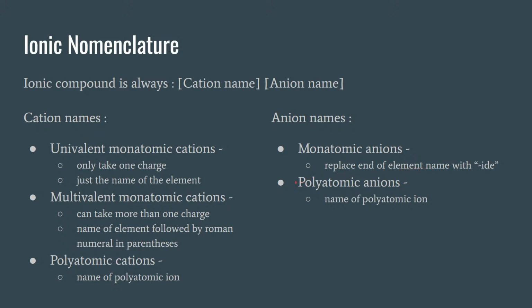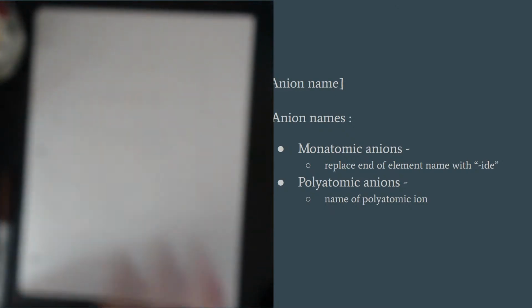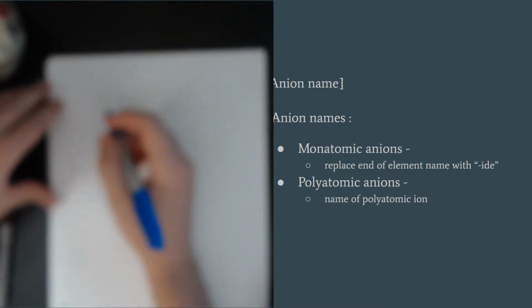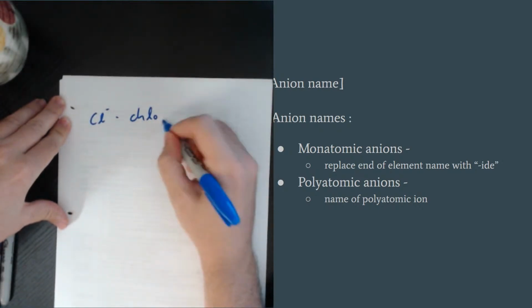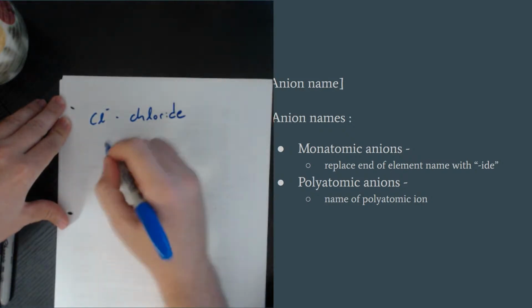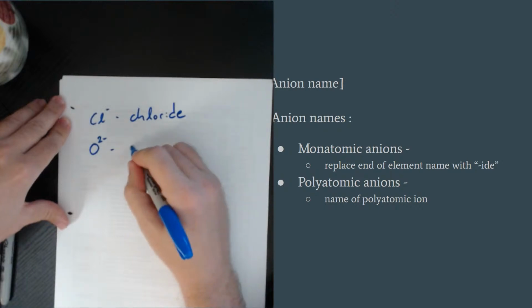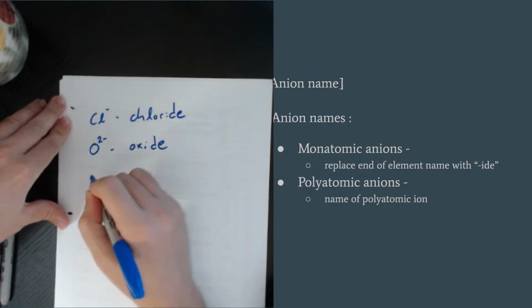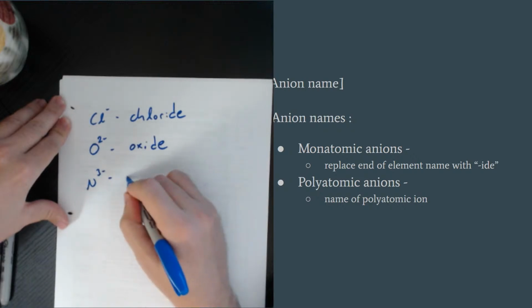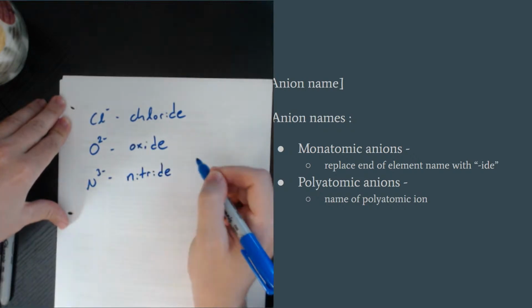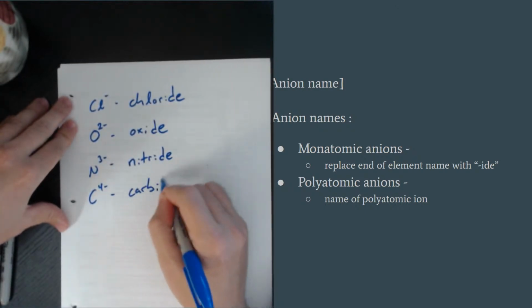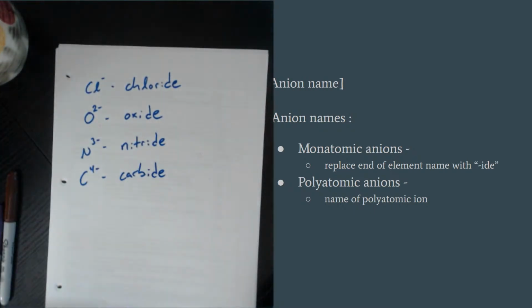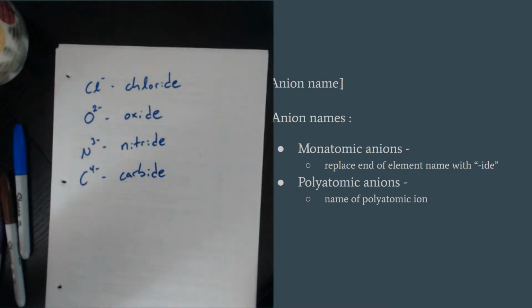You have heard of sodium chloride, perhaps, for table salt. Well, that's because we changed the ending of the element always to IDE. So, for example, Cl1-, chlorine becomes chloride. O2-, oxygen becomes oxide. N3-, nitrogen becomes nitride. C4-, carbon becomes carbide. So we just take the end of the element and replace it with IDE.